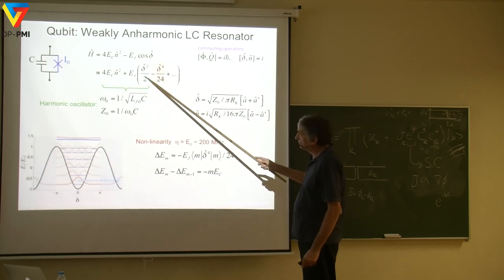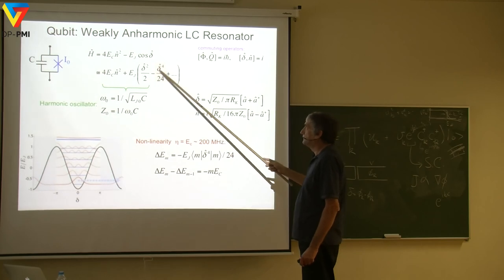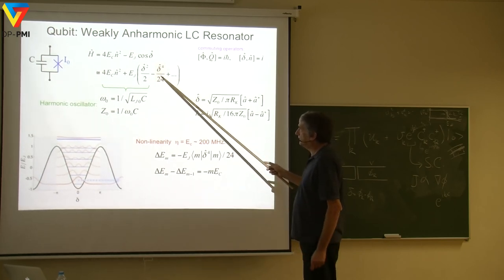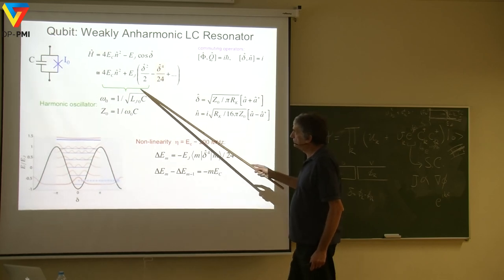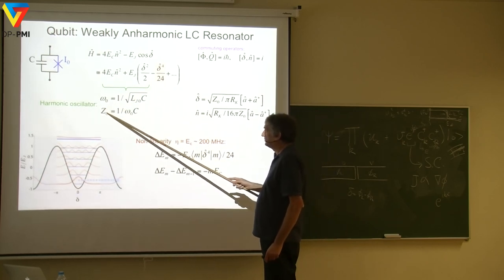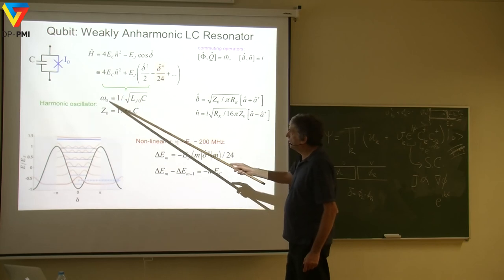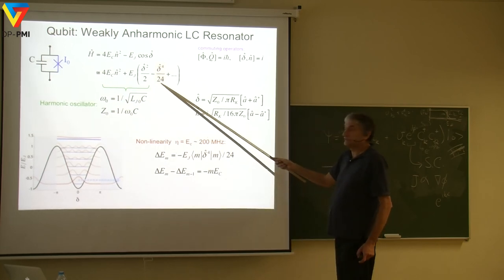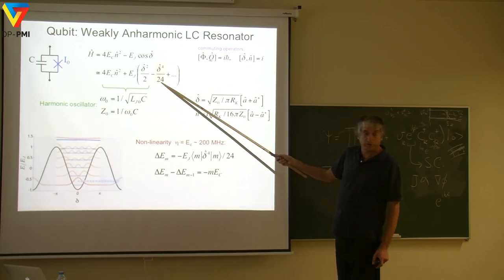This is the linear term, delta squared over 2, and then there's the next order term, and there are other terms too, but let's just do this. From these two terms, we have omega zero and the impedance, which is the harmonic oscillator value. And then we're going to solve for the corrections in second order.